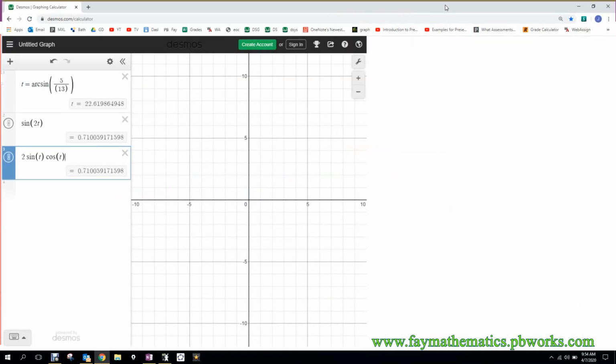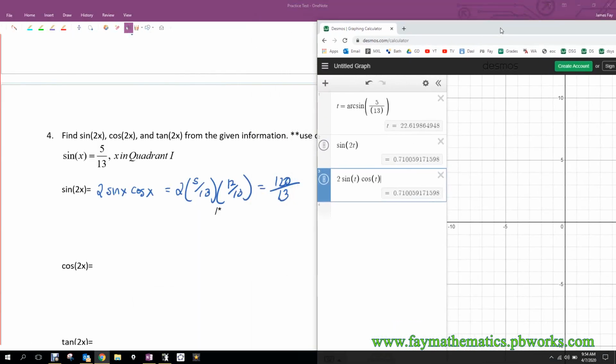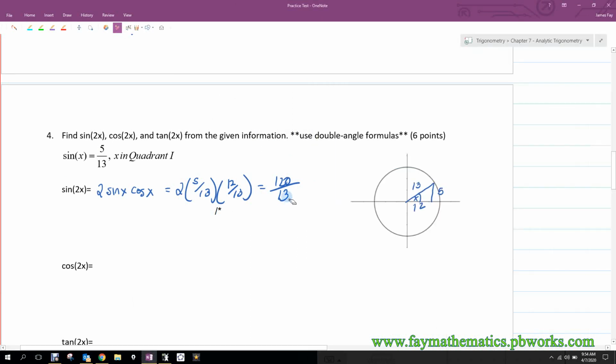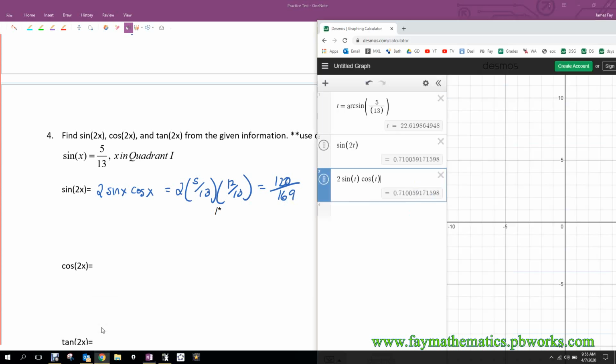Okay, so multiply this out, and hopefully maybe you see the mistake I made. Multiplying fractions here. I don't know why I put it over 13. I think I made that mistake earlier in something else on one of the videos as well. So that's 120 over 169. So now we check that.